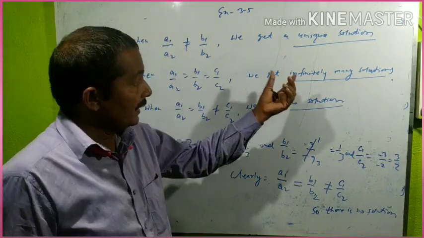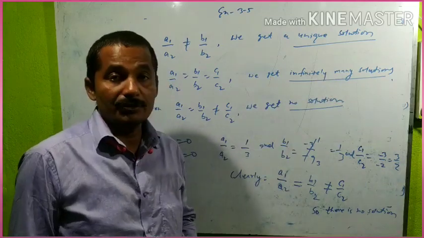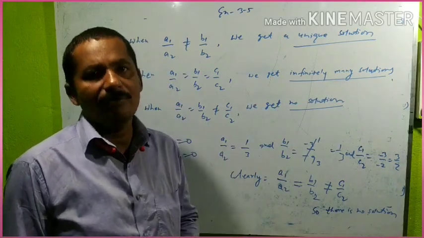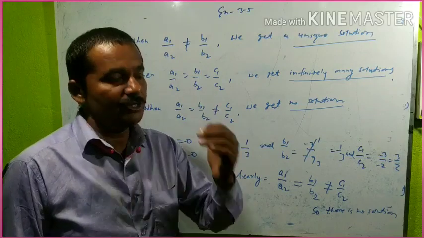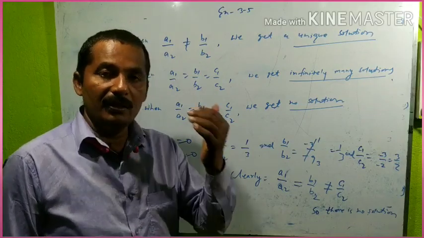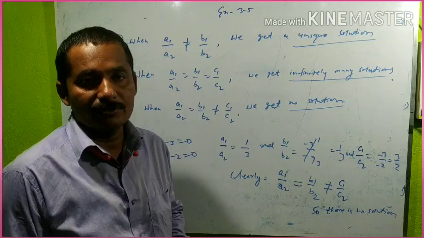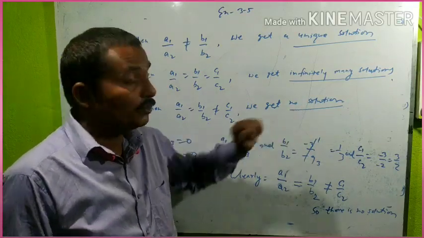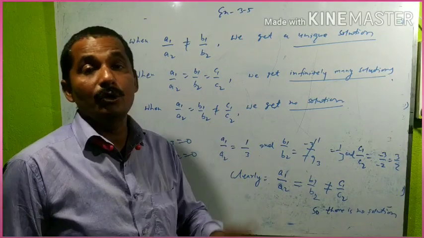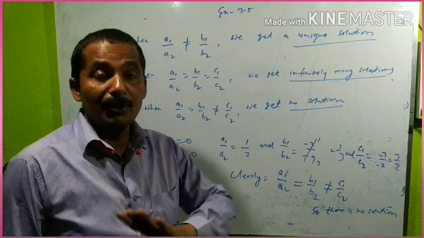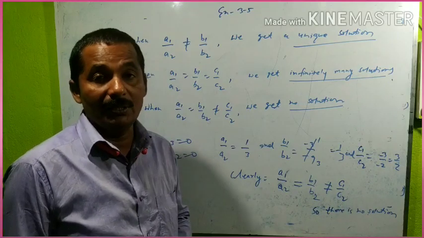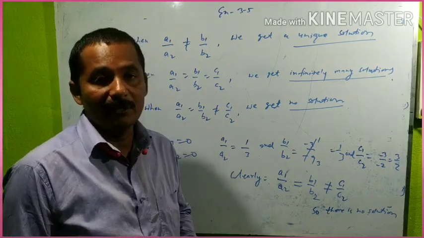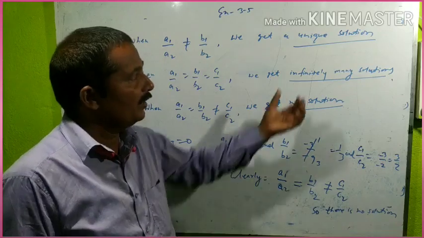And second case, infinitely many solutions. That means there will be so many values of x and y which will satisfy the given pair of linear equations in two variables. And third one, no solution. No solution means there will be no such value of x and y which will satisfy the given pair of linear equations. So this is the meaning of these three terms.